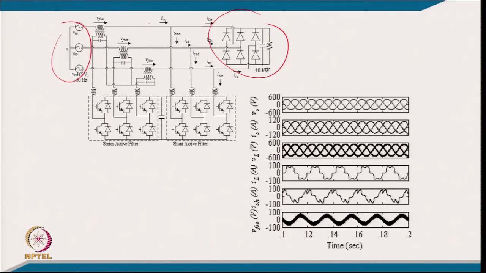After making the complete model of this and putting in the data from the given problem, the whole system is simulated. These are the simulated waveforms: the supply voltage, then the supply current at unity power factor, the load voltage, the load current, the passive shunt filter current, and this is the voltage which is to be injected to regulate the load voltage.